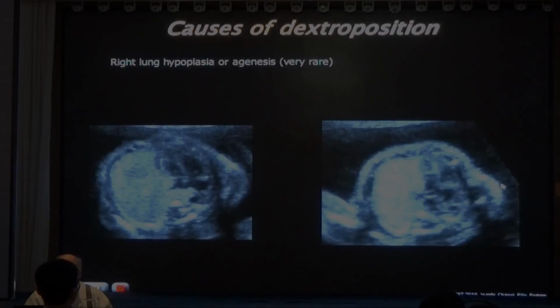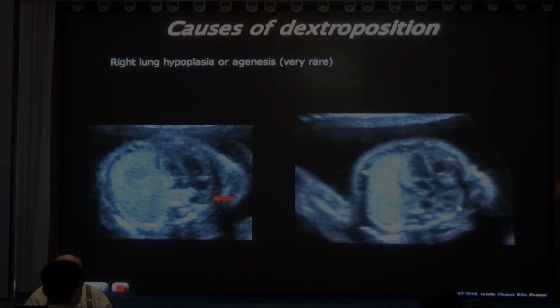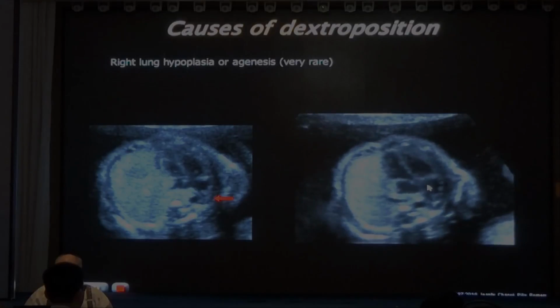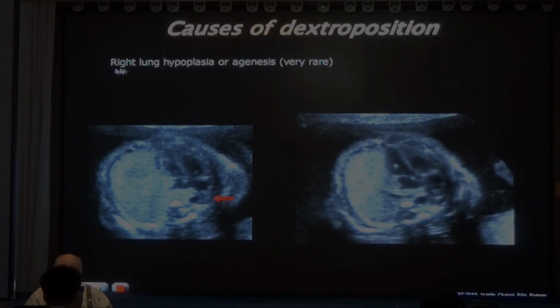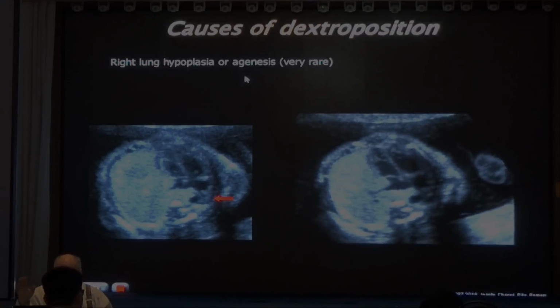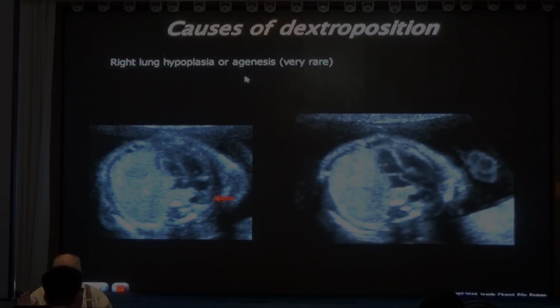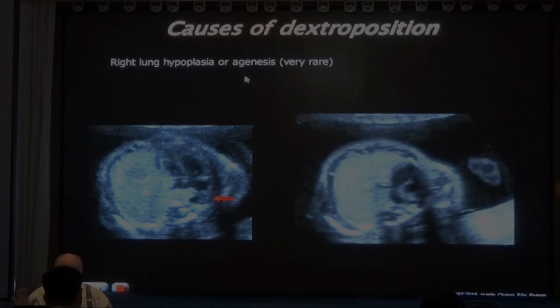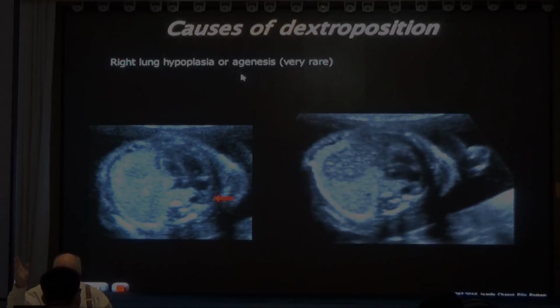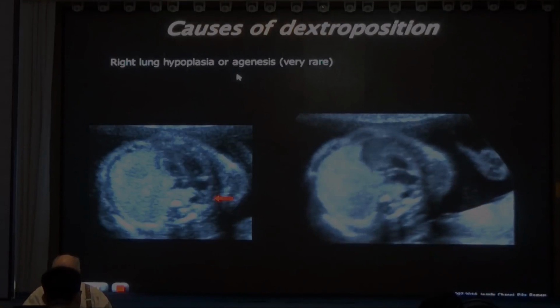Okay? Compare with this baby, behind the heart, you don't see the right lung. And the cardiac views are all normal. This is a baby that has right lung agenesis. So when the baby is born, it will have a very ugly chest x-ray. But some of these babies do actually pretty well. So don't get confused between dextroposition and dextrocardia.